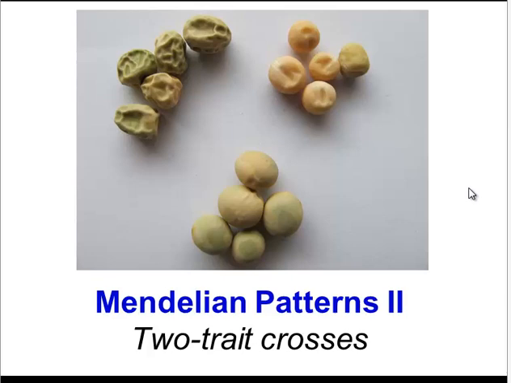So far, we've learned how to analyze inheritance patterns for one trait. In this video, we're going to analyze inheritance patterns for two traits, such as the color and shape of peas, which can be green or yellow, and wrinkled or round.